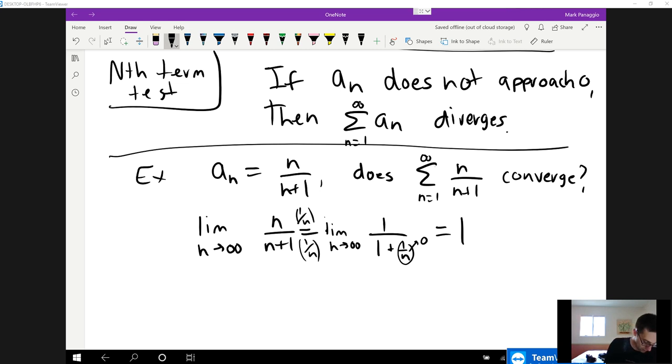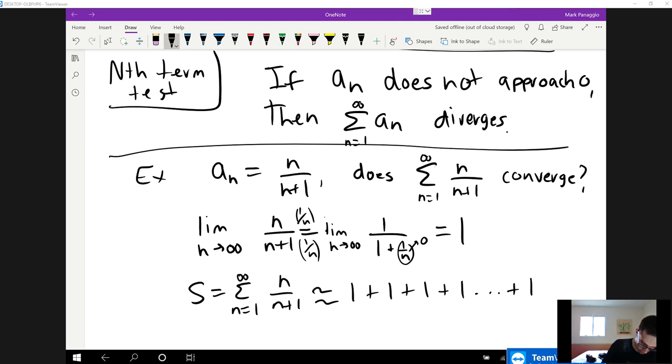And so when we think about our series, it behaves something like the following. We're adding up a bunch of things that are close to 1. So it's like adding up 1 plus 1 plus 1 plus 1 and just doing that forever. Well, is that going to approach any particular number? Well, if I keep adding 1 over and over again, notice the sum gets bigger and bigger and bigger. And so there's no way that that could possibly approach any number. It's just going to grow and grow without bound.